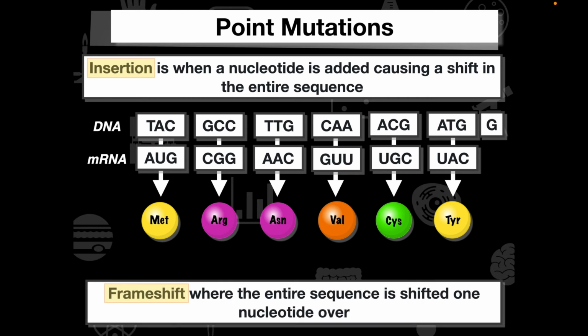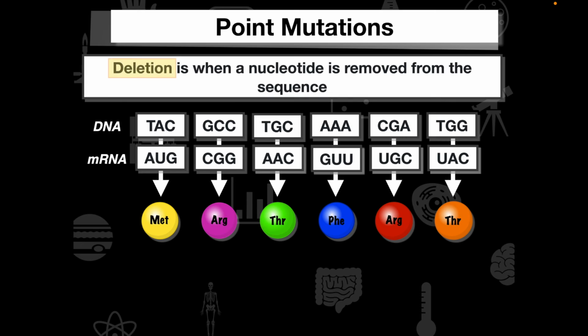We call this a frame shift because when a frame shift occurs, it shifts all of the nucleotide sequences either to the right or to the left. And what's going to occur is we see an entirely new amino acid sequence when that frame shift occurs. So frame shift is where the entire sequence is shifted one nucleotide over.